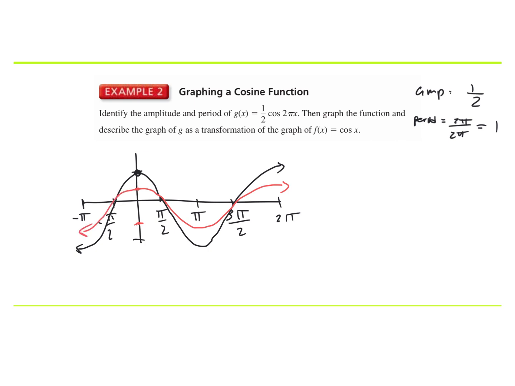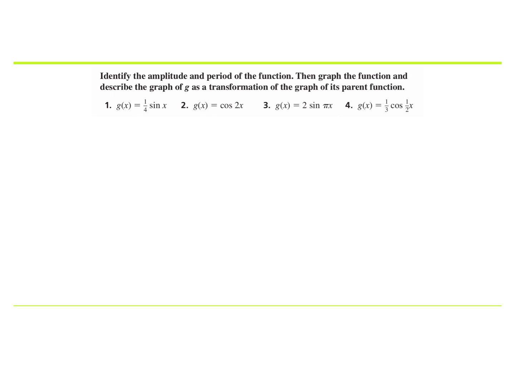There you go. So they want us to identify the amplitude and period. I'm going to do the amplitude and period for all of them first, and then I'll just graph them in the same area. Hopefully they have the same period. If not, we'll make graphs for each one. So the amplitude for this first one is a fourth. The period is 2 pi over 1, so just 2 pi.